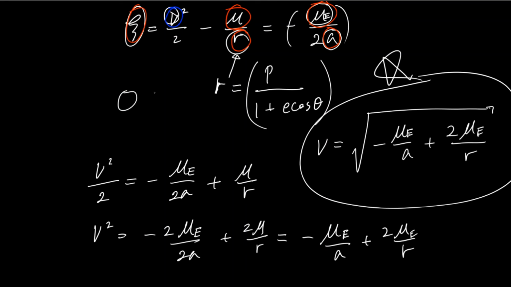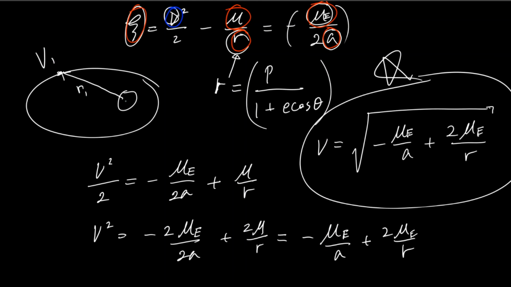For example, if the spacecraft is here, our r is r1, and we can find the velocity there, velocity at 1. However, if we're trying to find a velocity at 2, at r2, well, we can still find that as well using this equation.